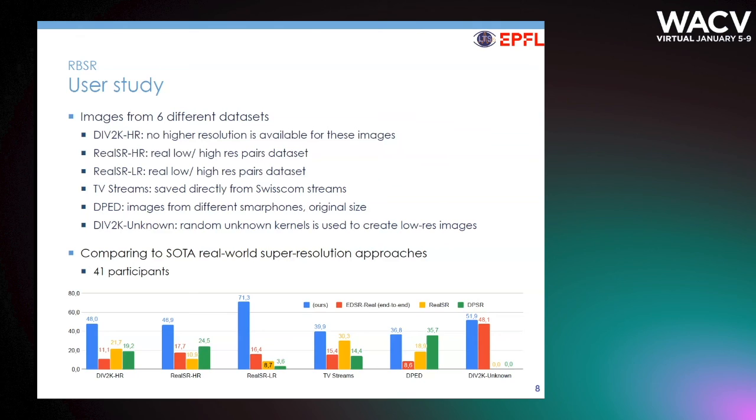Here we show a table of the percentage of votes for each particular method. In particular, blue are the votes for our method, and we can see that in all cases, the participants favored the results from our model compared to the other methods.